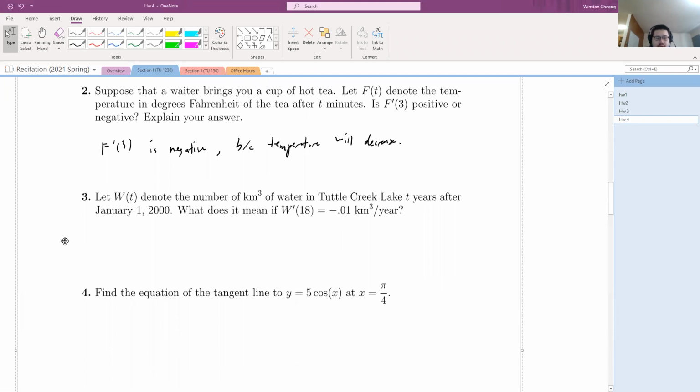Okay. What sections? This is called applied derivatives or something. So it's just asking you to interpret this statement. Just write it all out in words.